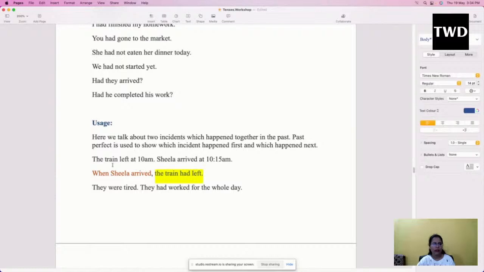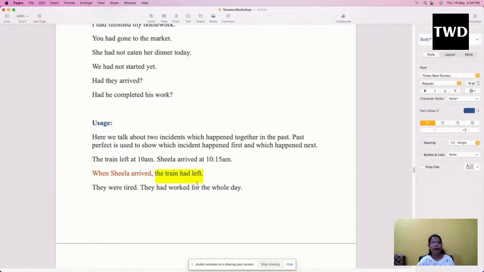Two clauses are there. The train left at 10 a.m. Sheila arrived at 10:15 a.m. Now we are changing it to past perfect tense. When Sheila arrived, the train had left.